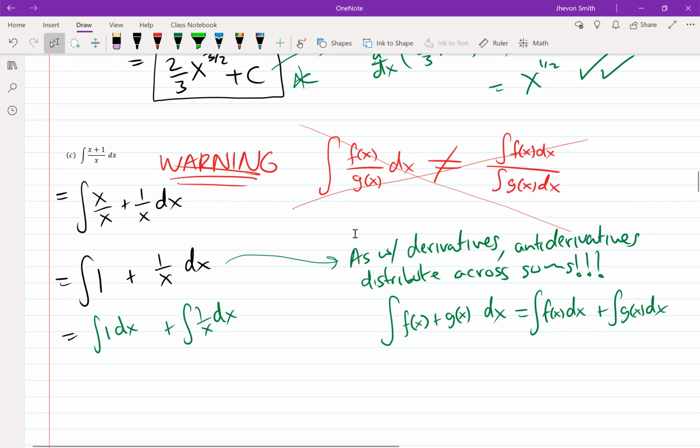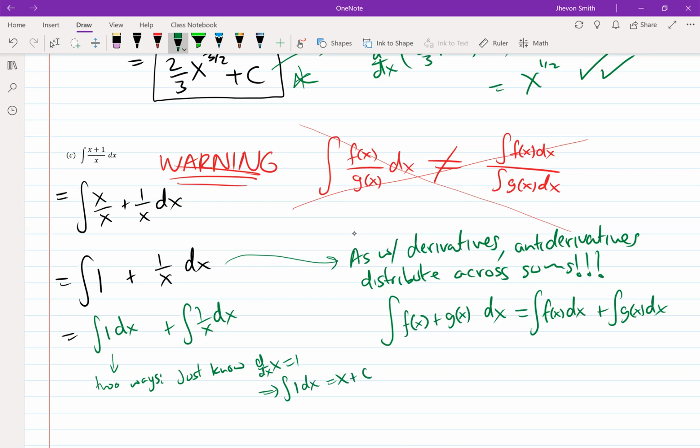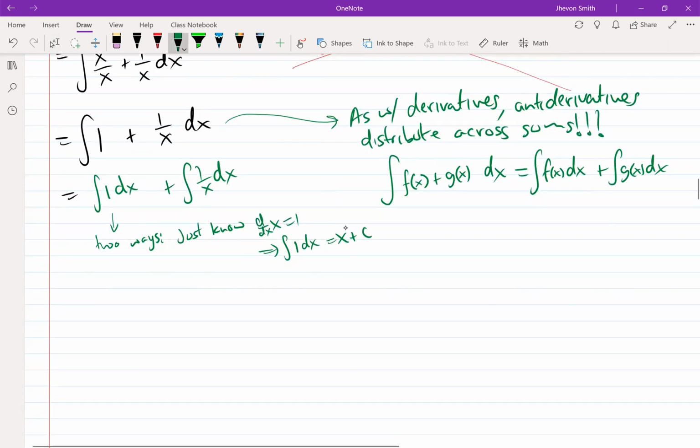Now, of course, the 1 has two ways you can look at this. Of course, you just know that the derivative of x is 1. So that automatically tells you the antiderivative of 1 should be x. Okay, so you can just know that by heart. Another way is to just realize that 1 is really x to the 0. So this is an x to the n where your n is not -1. You could actually just add 1 to the power, and then divide by the new power. So you still get x.